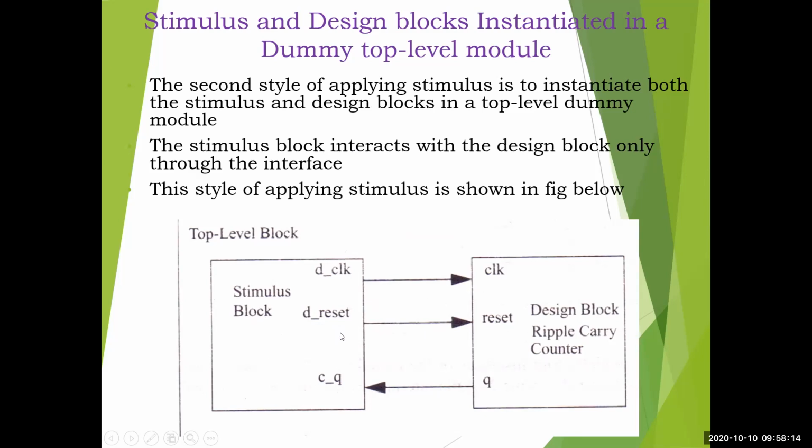The stimulus block will give this clock and reset to the design block, it will perform the operations, and then q will give the result and it will be there in c_q, and both these modules are instantiated inside a dummy top level block. So this is the second method. Depending on the design, we'll be using either style of applying stimulus.